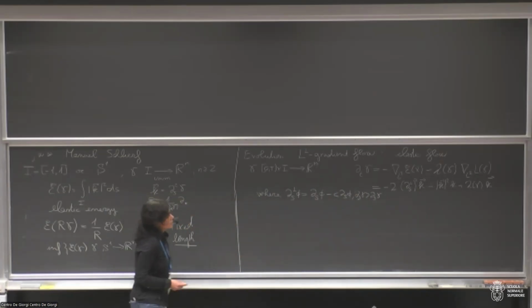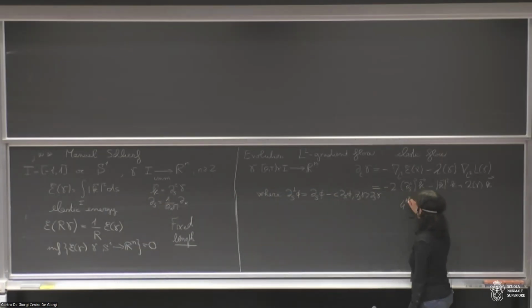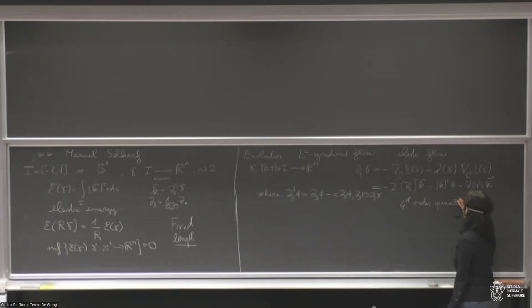Okay, so which kind of PDE is that? That is a fourth order quasi-linear evolution equation, parabolic equation, let's say.